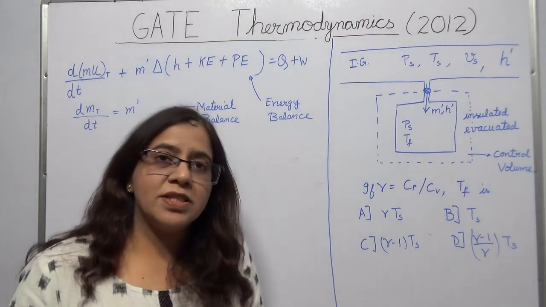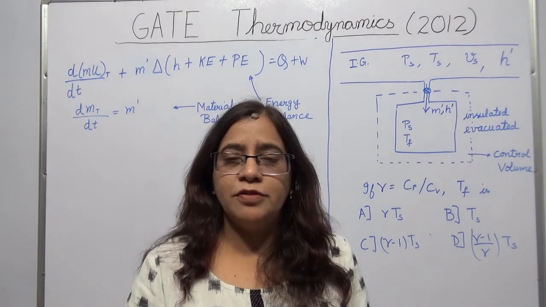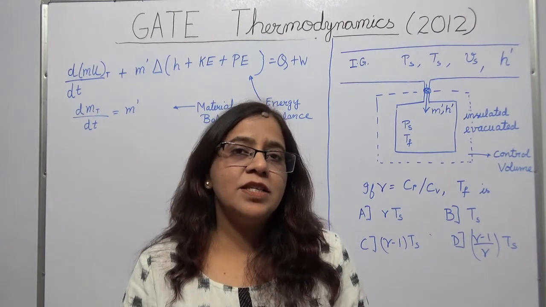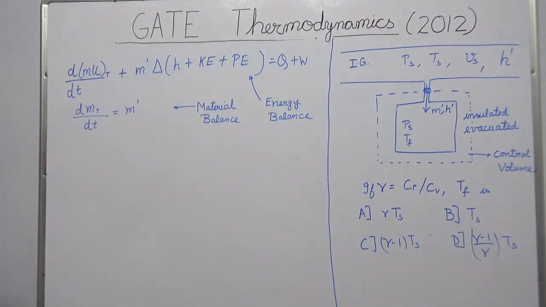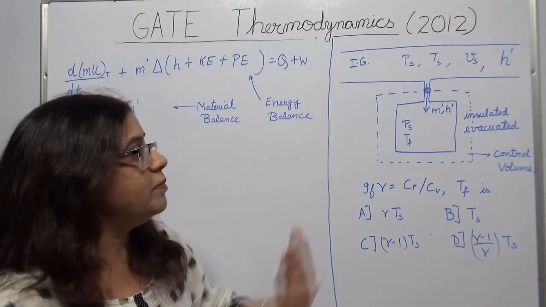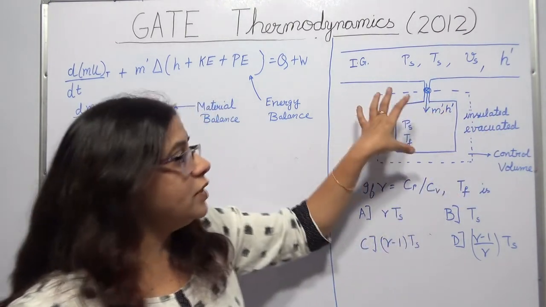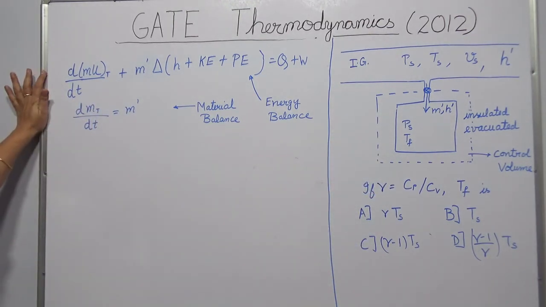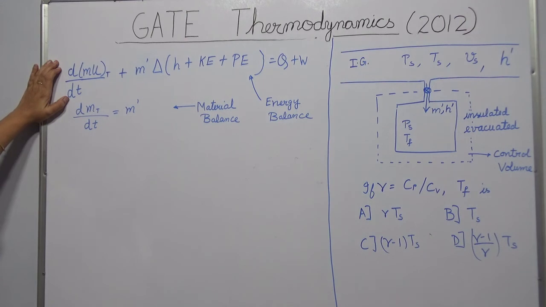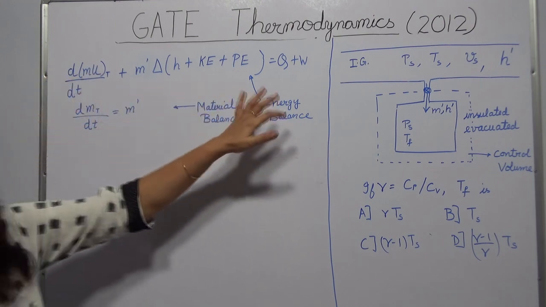Now it's a very interesting problem because in most of the books which you refer to for GATE preparation, I have seen that this problem has been solved wrong. Okay, so let's go through this problem. It's very simple. In order to solve this, I am defining a control volume which is my cylinder. On this control volume I am writing my energy balance and material balance. So this is the simplified form of the general energy balance I have written over here. Okay, let's just simplify it further.